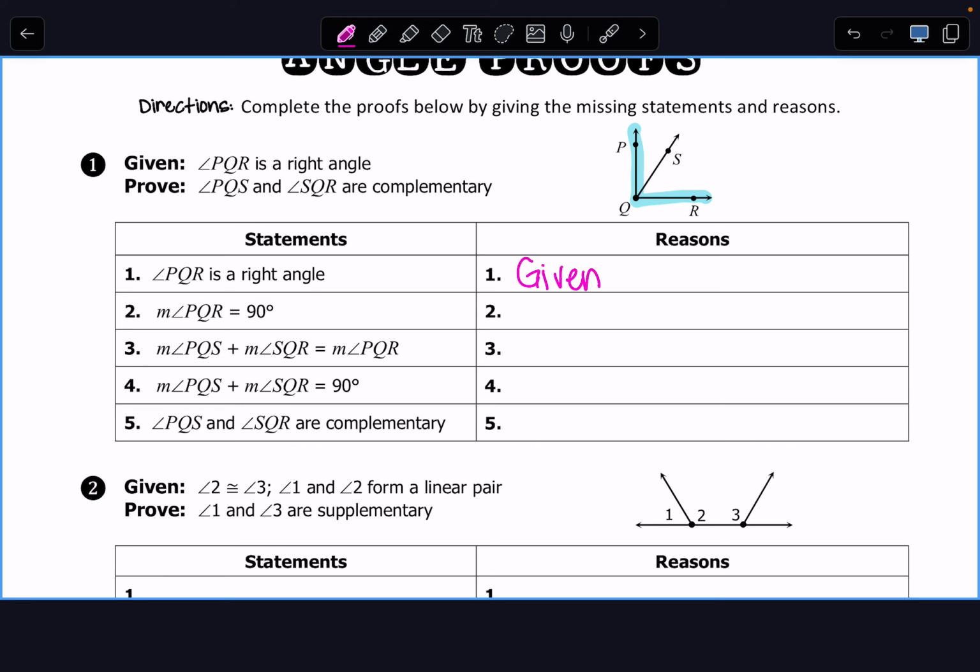Much like we do with some of our segment proofs, we have definitions to work with. If I tell you this is a right angle, then our next step can be that angle has a measure of 90 degrees. Why can we say that? Definition of a right angle.